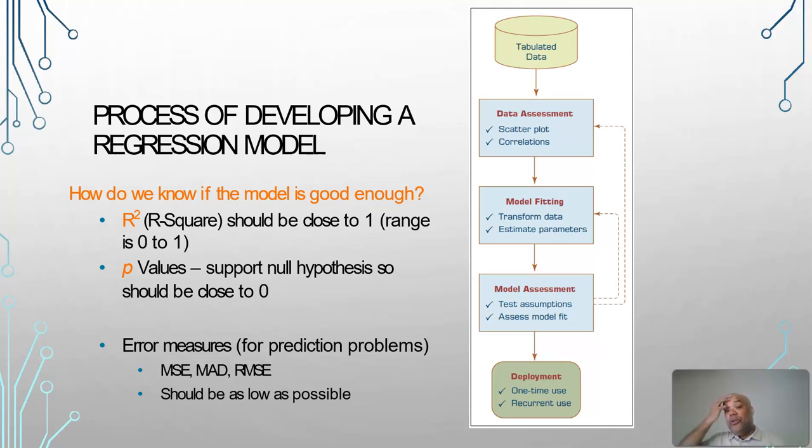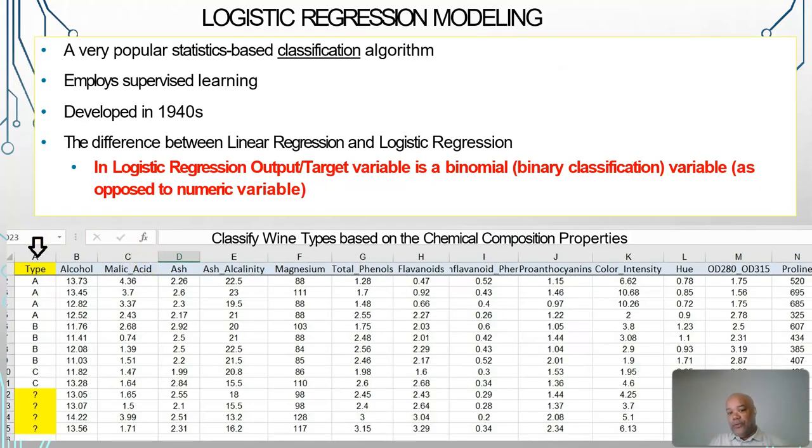Now, p-values are used to test the null hypothesis. Lower values, values closer to 0, indicate statistically significant relationships. So, for prediction problems, error measures such as the mean squared error, mean absolute deviation, and root mean squared error help evaluate accuracy, with lower values indicating better performance. And the final step is deployment, where the model is applied either for one-time use or recurrent use, depending upon the problem. So this structured approach ensures that the model is both statistically valid and practically useful.